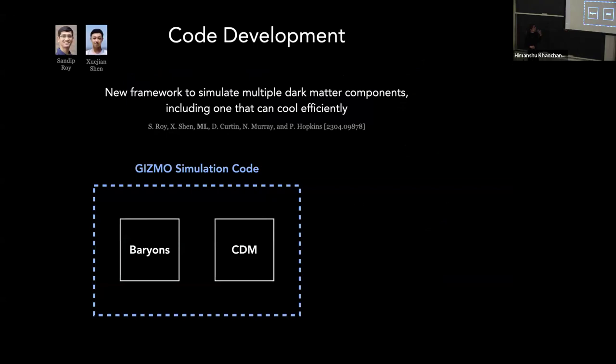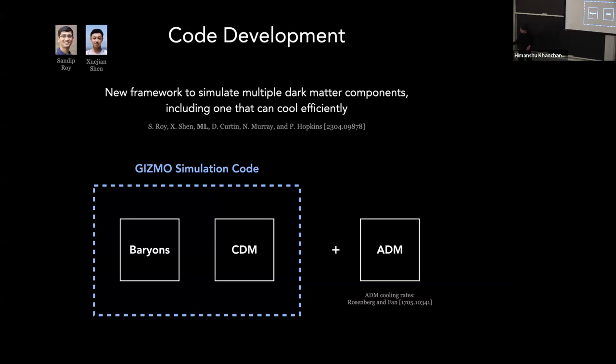To understand what this does on a galaxy scale, we had to implement this in simulation code. And this had never been done before. This was work that was led by my graduate student, Sandeep Roy. He had to extend one of the standard simulation codes called Gizmo, which is set up to simulate baryons and CDM. His extension is actually the first example of running one of these codes with more than one dark matter model. So it's an important step in terms of being able to integrate this dark sector physics. And then the additional model that he added in has this cooling, because it's the ADM.